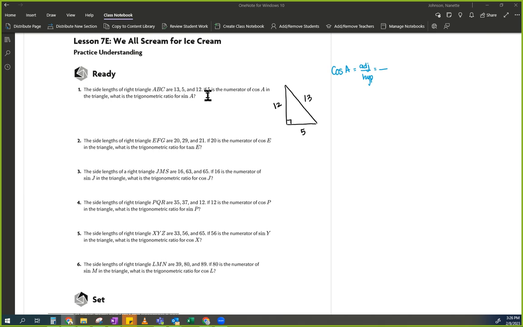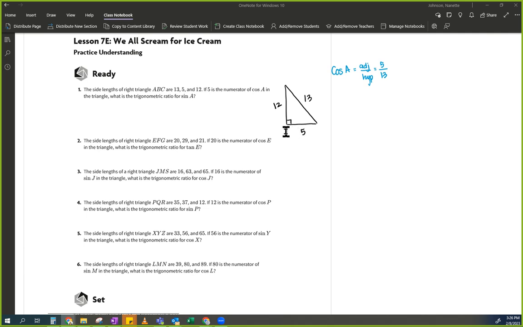But here they're telling me that 5 is the numerator. So you want me to put a 5 up here, Miss Johnson? Well, no, I don't want you. They said to. If 5 is the numerator of cosine of A, in the triangle. Okay, so cosine is adjacent. Who's this guy adjacent to? Now, some of you want to put A here.